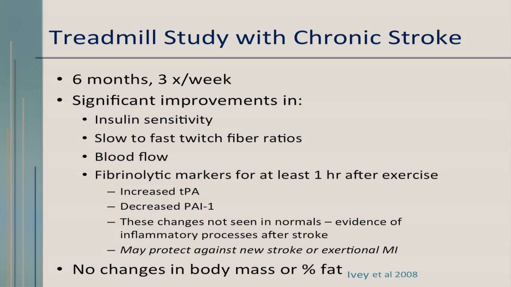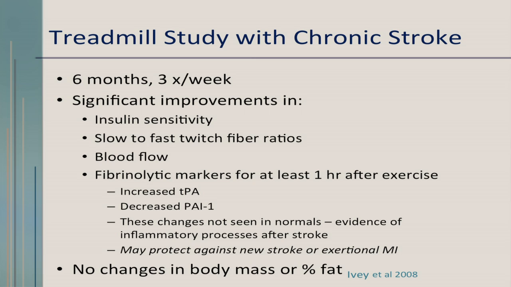They conducted a treadmill study with individuals with chronic stroke. It lasted for 6 months, 3 times a week, and they found significant improvements in insulin sensitivity, slow to fast twitch fiber ratios, blood flow. They also found changes in fibrinolytic markers for at least 1 hour after exercise.